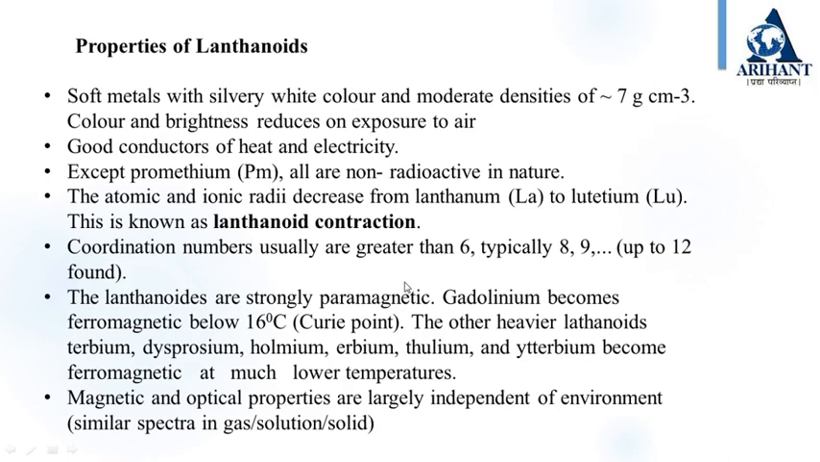Coordination numbers usually are greater than 6, typically 8, 9, 10 up to 12. The lanthanoids are strongly paramagnetic. Gadolinium becomes ferromagnetic below 16 degrees Celsius, and the other heavier lanthanoids, terbium, dysprosium, holmium, erbium, thulium, and ytterbium become ferromagnetic at much lower temperature. Magnetic and optical properties are largely independent of environment.